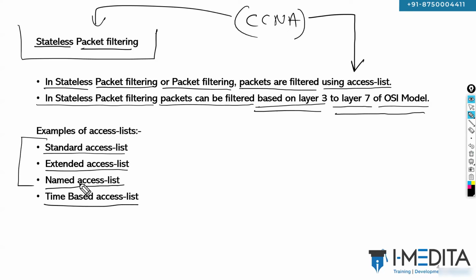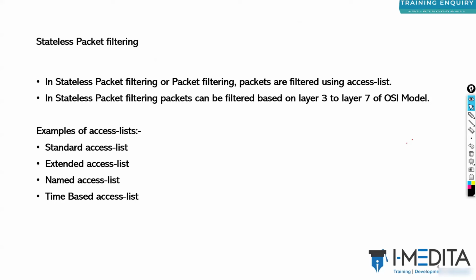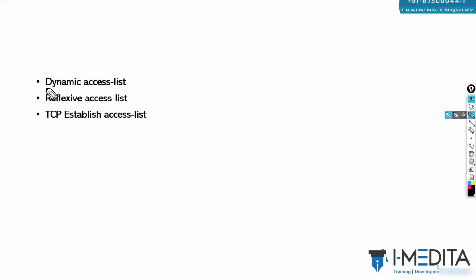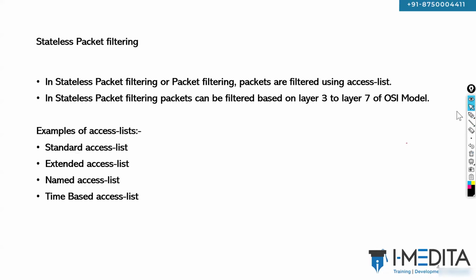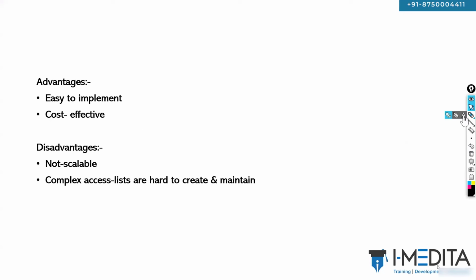In CCNA, I hope you have heard some of these names, but these are not the only access lists. We also have other types of access list like dynamic access list, reflexive access list, and TCP established access list. So with the help of access lists, we can filter the packets or traffic from layer 3 to layer 7. Now the question is, when we are using ACL, definitely ACLs provide us advantages, and definitely they have some disadvantages. Let's discuss them.